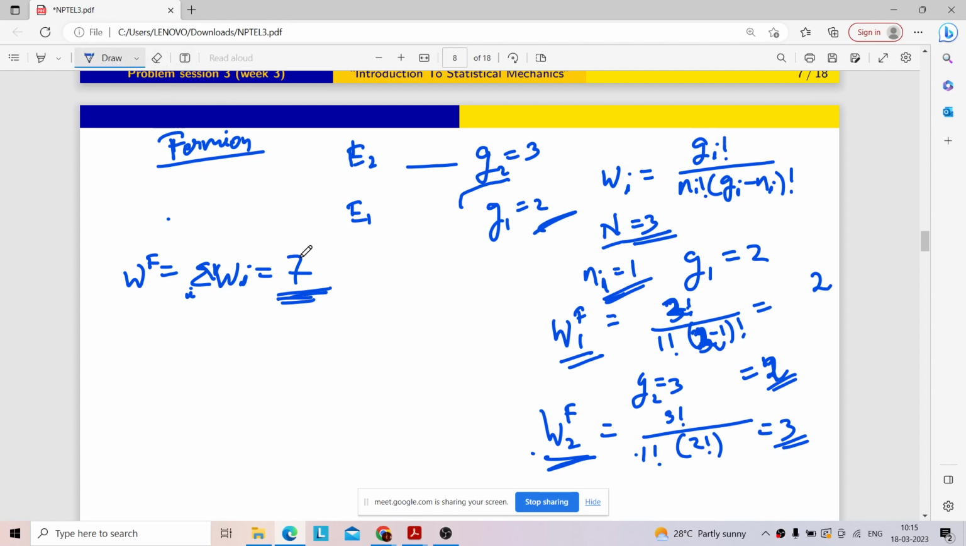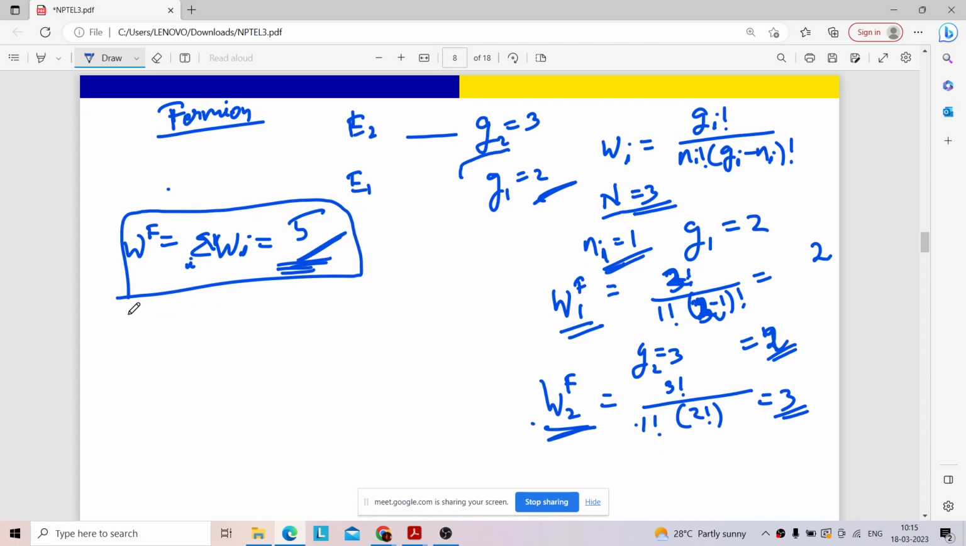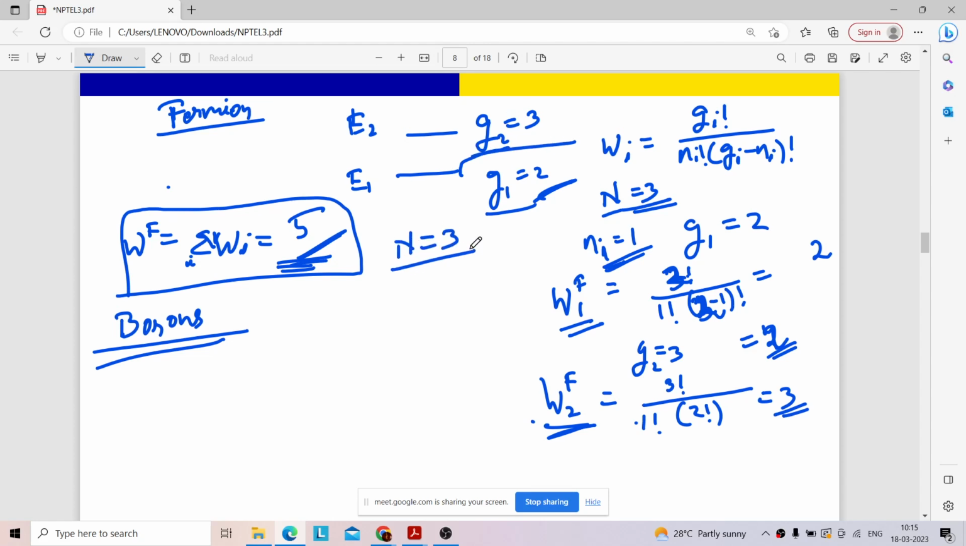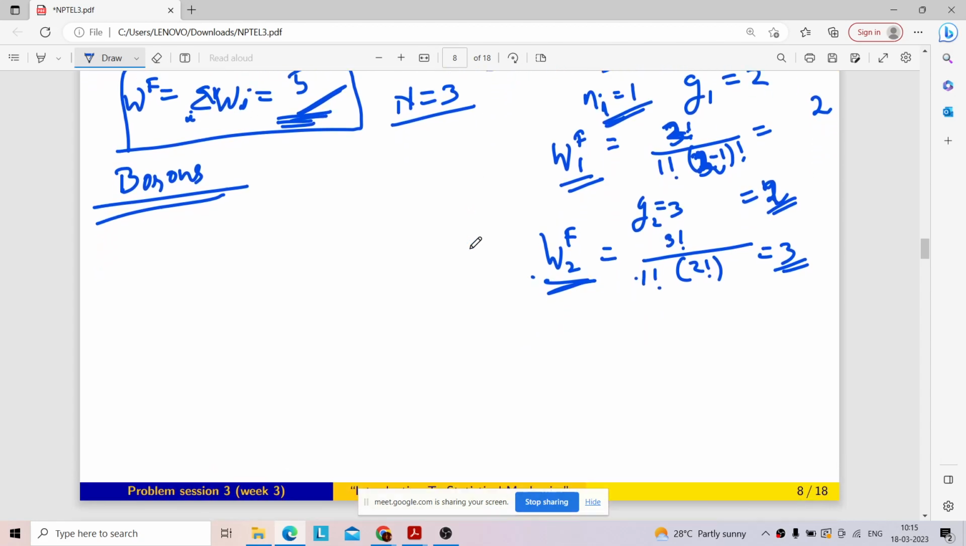So we have 2 plus 3, 5. So we have 5 microstates for fermions. Okay, now we'll check for bosons. The case is the same. We have degeneracy 2 and 3, and we have n equal to 3. Let me write down the distribution here.